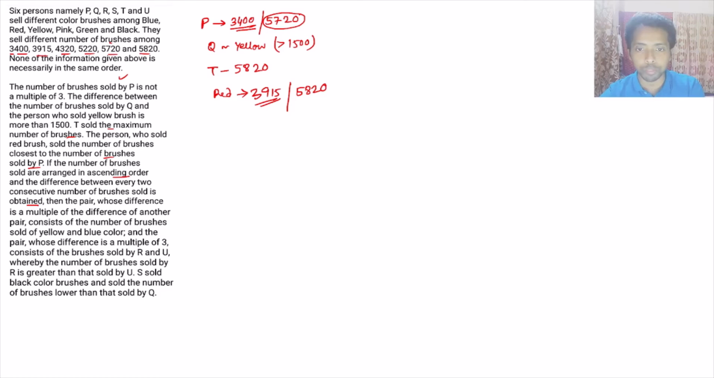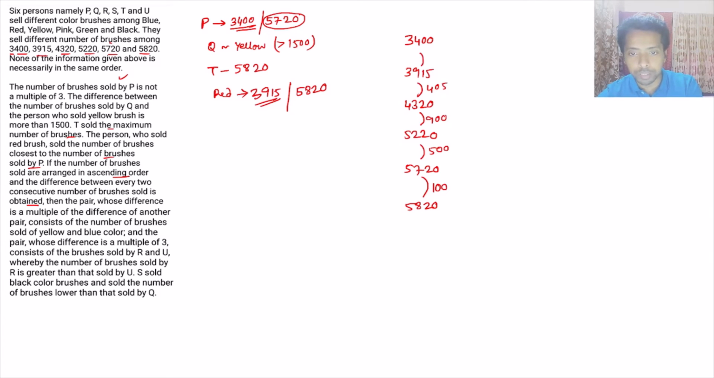Just see here: 3400, this is the first; 3915. I am just writing all the numbers in ascending order: 5220, 5720 and 5820. Now what is the consecutive difference? This is 100. This is 500. This difference is 900. This difference is 405. This difference is 515. Right?